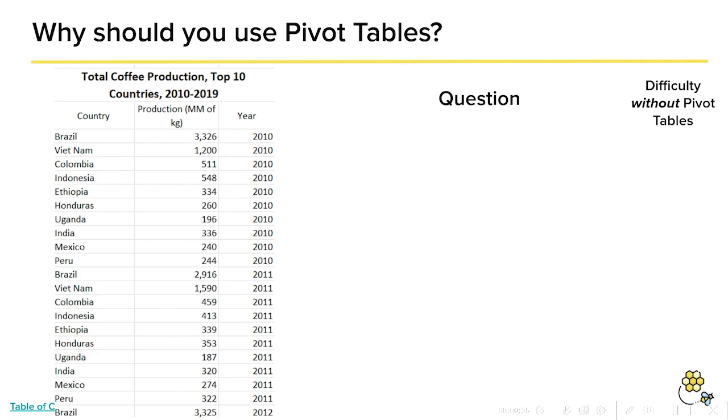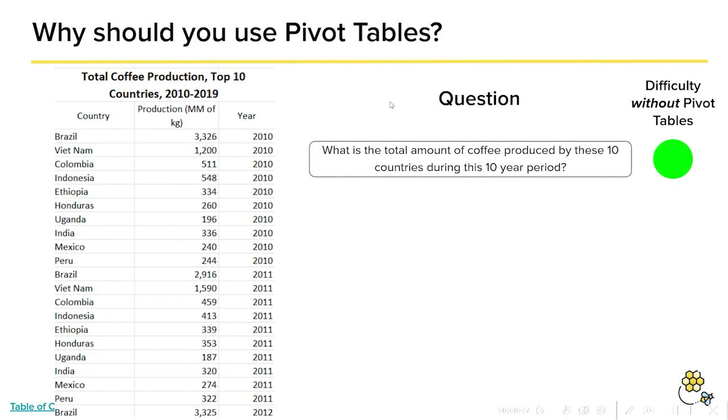Each line contains a country, a year, and the amount of coffee produced in that country in that year, in millions of kilograms. What if I asked you the following questions? What is the total amount of coffee produced by these 10 countries during this 10-year period? Without pivot tables, this one would be pretty easy to answer. Just a simple sum function of all of the numbers would do the trick.